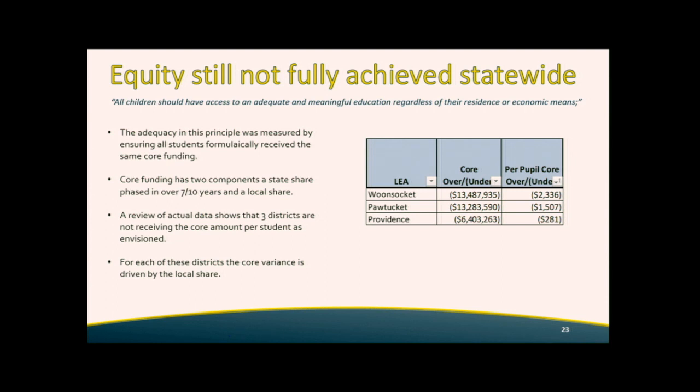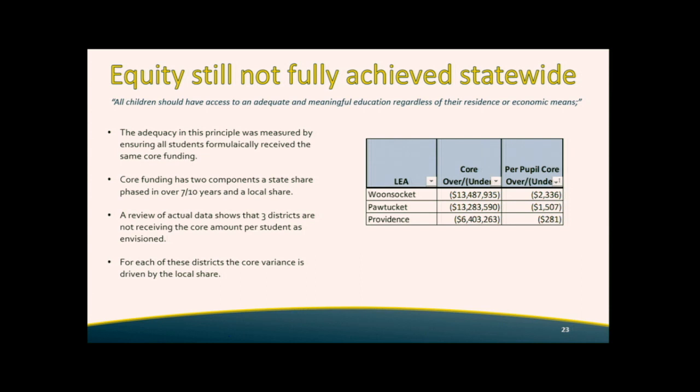The numbers of the overall are obviously interesting, but even more important is what that means on a per pupil basis. So how much per student are we not providing the resources at that level? You can see Woonsocket is the greatest at $2,336 short per student, Pawtucket $1,507, and Providence $281.